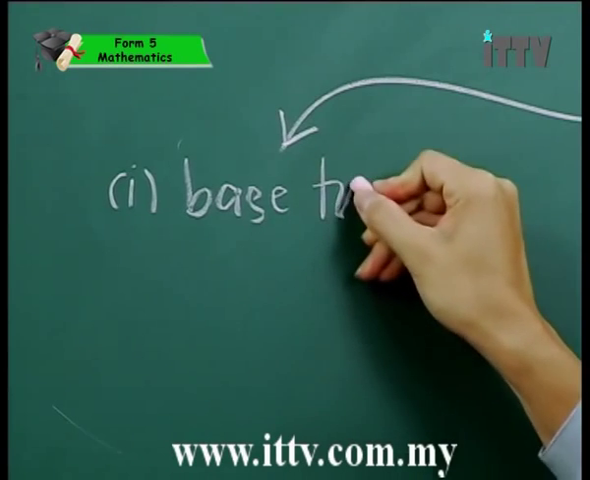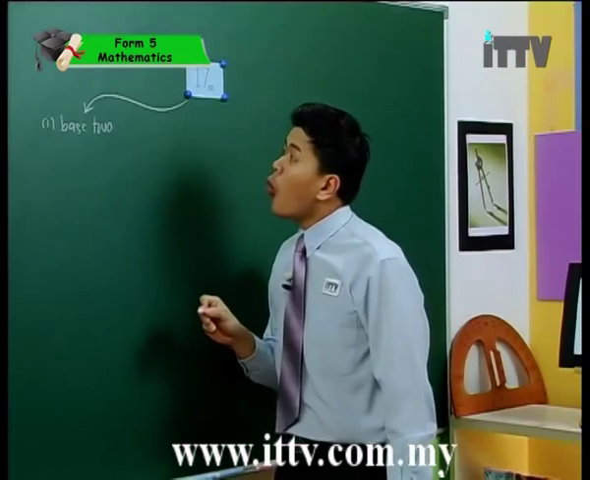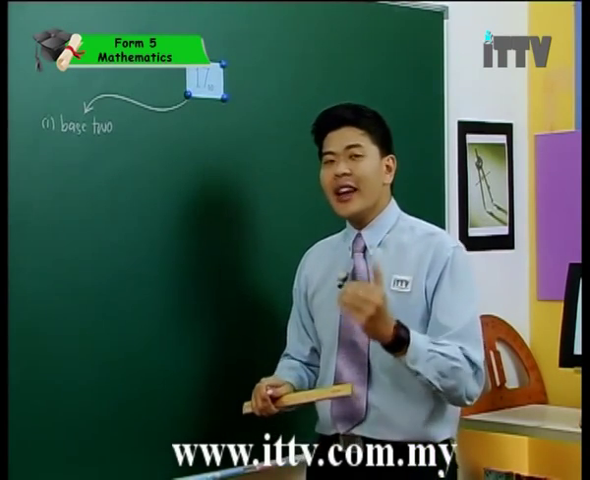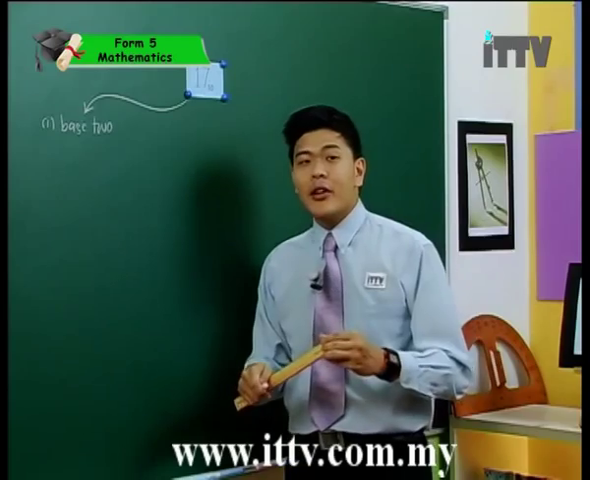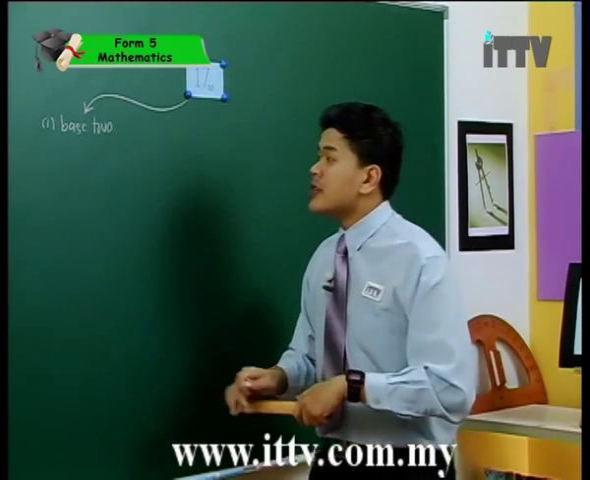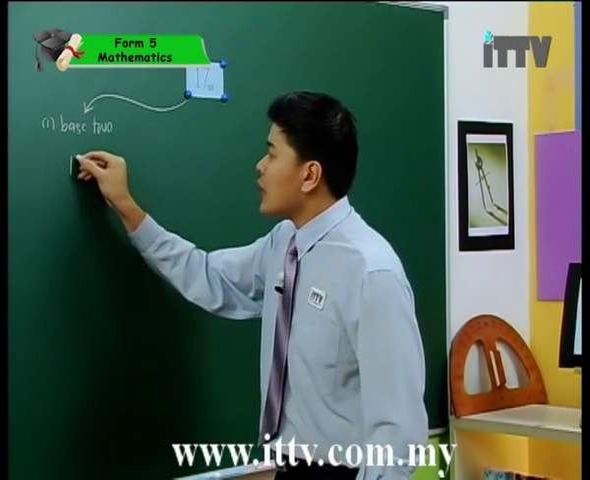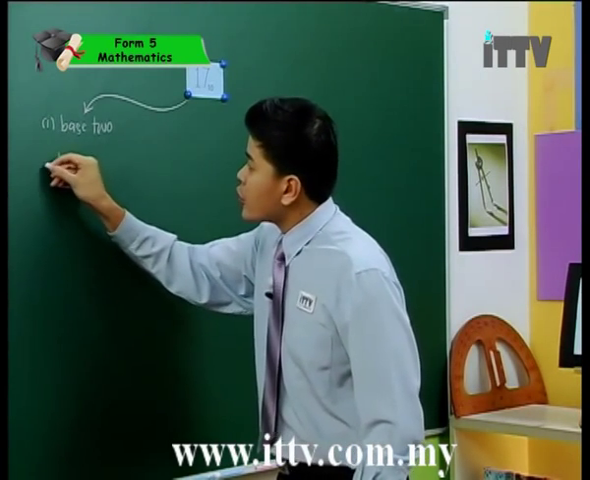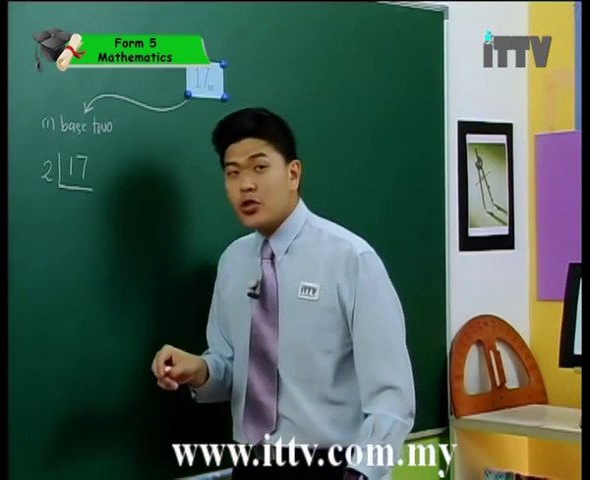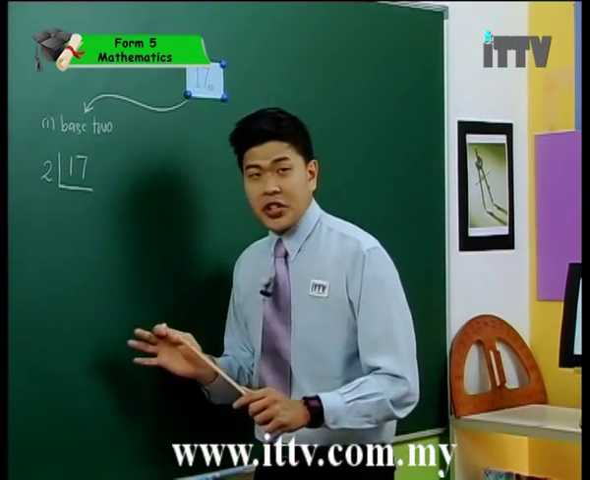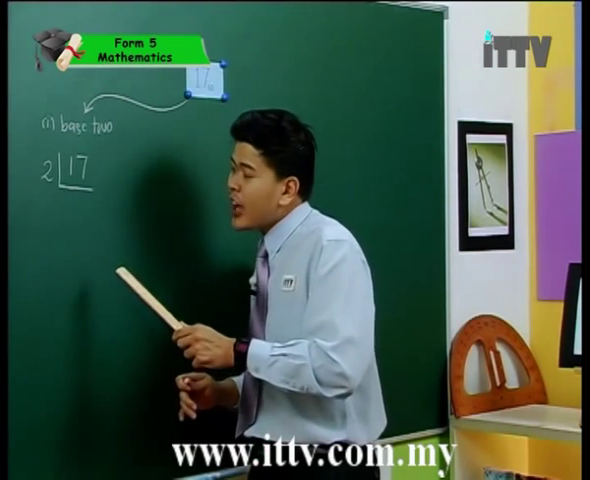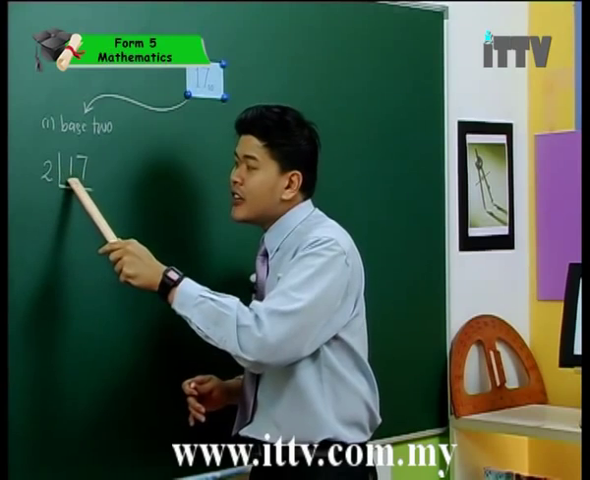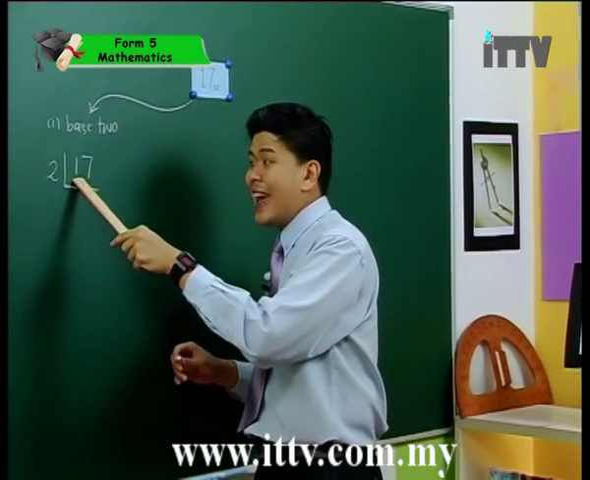So how do we do it? Remember we are going to use the quotient method, or repeated division, because we are going to divide this number repeatedly with 2. If I want to convert it to base 2, I take the number which I want to convert, 17, and divide it repeatedly with 2. So how do we do this division? Very simple. Can you tell me what number multiplied with 2 will give me the nearest to 17? It is 8, right?